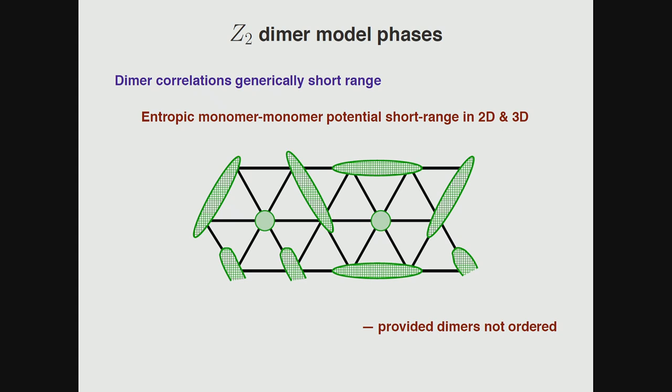So you can also ask the other questions that we've talked about in connection with dimer models for these non-bipartite lattices. And in particular, you can ask about what the entropic interaction is between monomers. And what you find, well, firstly, dimer correlations on these non-bipartite lattices are generically short-ranged rather than giving you these power law correlations, so they decay exponentially. And in turn, that means that you just have short-ranged entropic interactions between monomers, provided you don't pick some model where the dimers are ordered into some crystalline state. So, any questions on that?